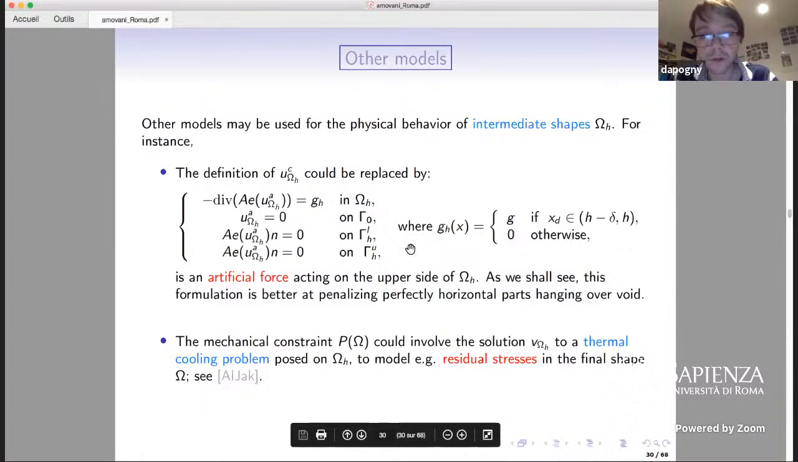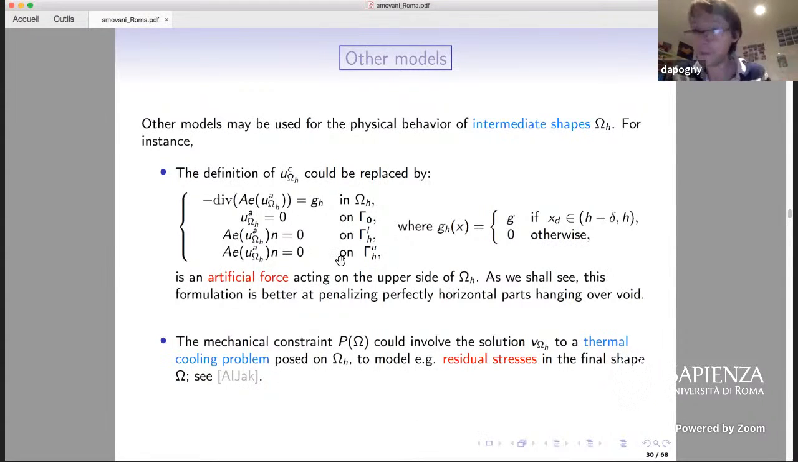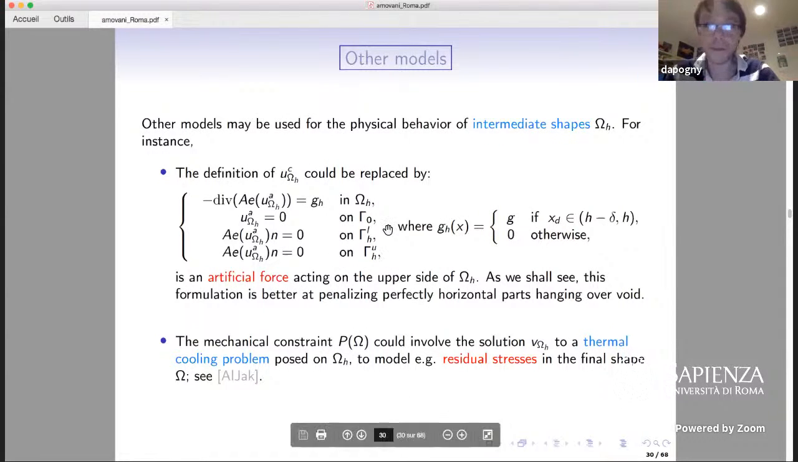And so the mechanical constraints could also involve other physical effects. For instance, we could model the cooling process during the assembly process by replacing the elasticity equation describing the physical behavior of intermediate shapes by some thermal equation. So there is a recent paper by Grégoire Haller and Lucas Jakobsen, which takes into account this idea to model residual stresses during the assembly process.